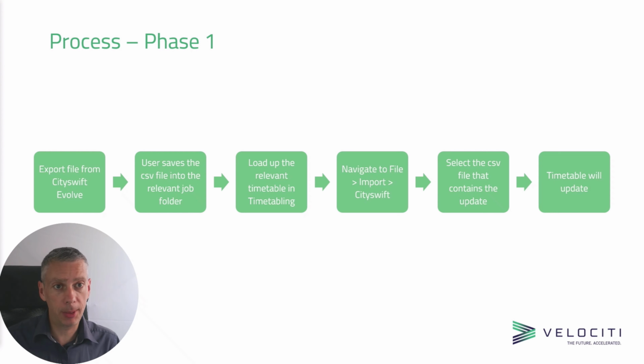Then open up the timetabling application, open up the timetable you want to update, navigate to File, Import, CitySwift, select the CSV file that you're going to use to update that timetable, and then the timetabling application performs the update and updates the timetable. It's very simple. Let's have a look at it in practice.